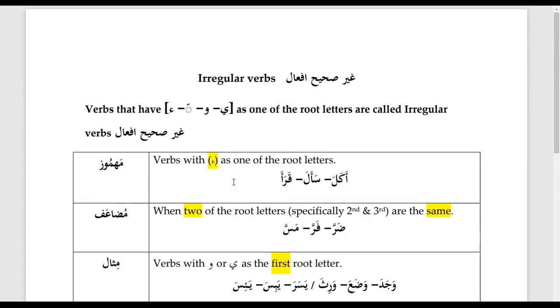Yes, sir. I want to see the definition of ghair sahih. Verbs that have hamza, tashdid, waw, or ya as one of the root letters are called irregular verbs or ghair sahih af'al. Hamza, tashdid, waw, and ya. So what are the regular verbs then? Can you give me the examples of regular verbs?